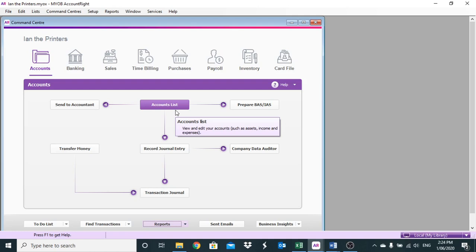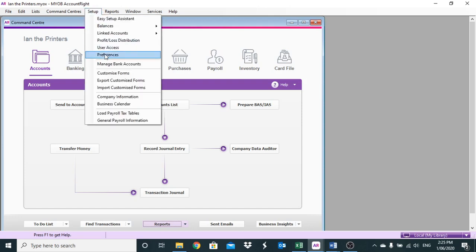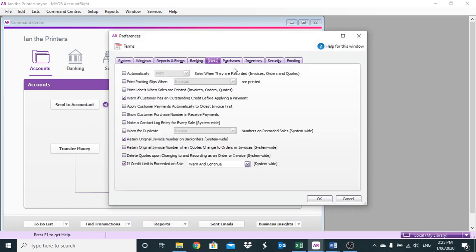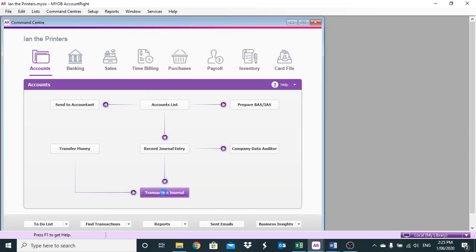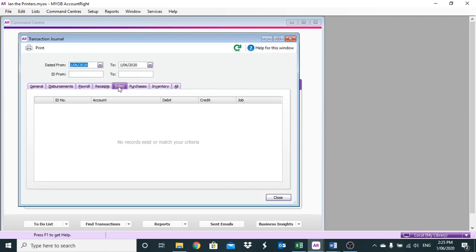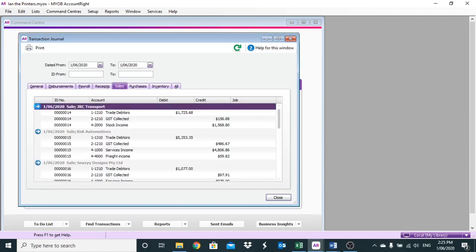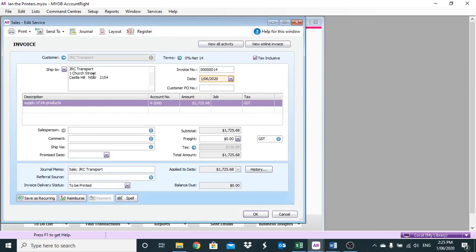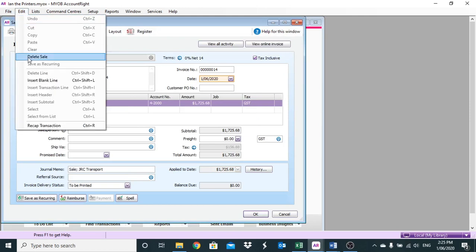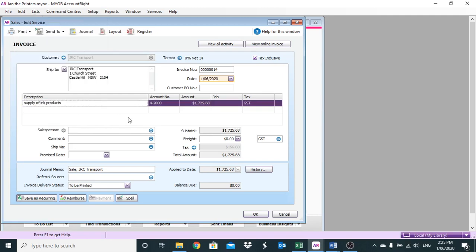how the preferences work. Now, if we go into set up preferences over here, and we go to security, at the moment, this little tick here, transactions can't be changed, they must be reversed, is actually not ticked. So if I go into one of my invoices, and if I wanted to, for example, make a change, notice that there was an error, I can simply go into edit and delete the sale. It'll accept that. But that's obviously not going to be practical.